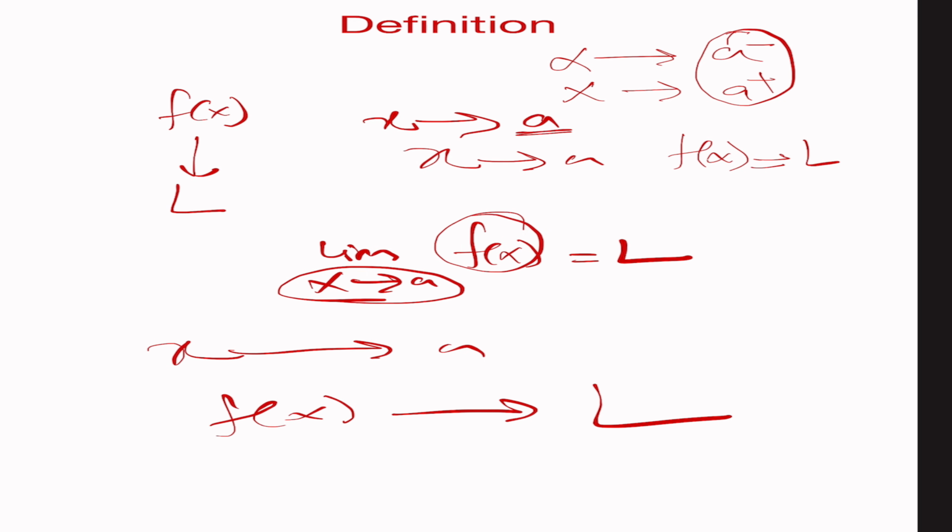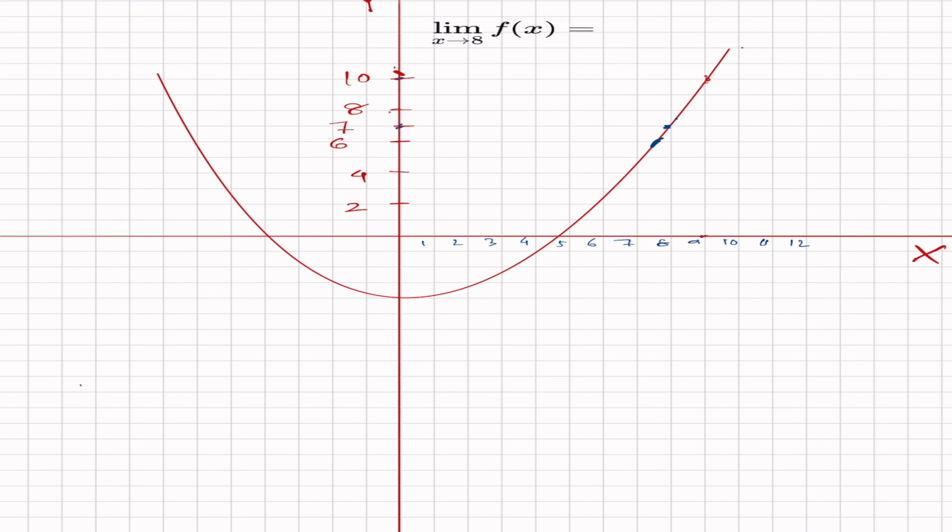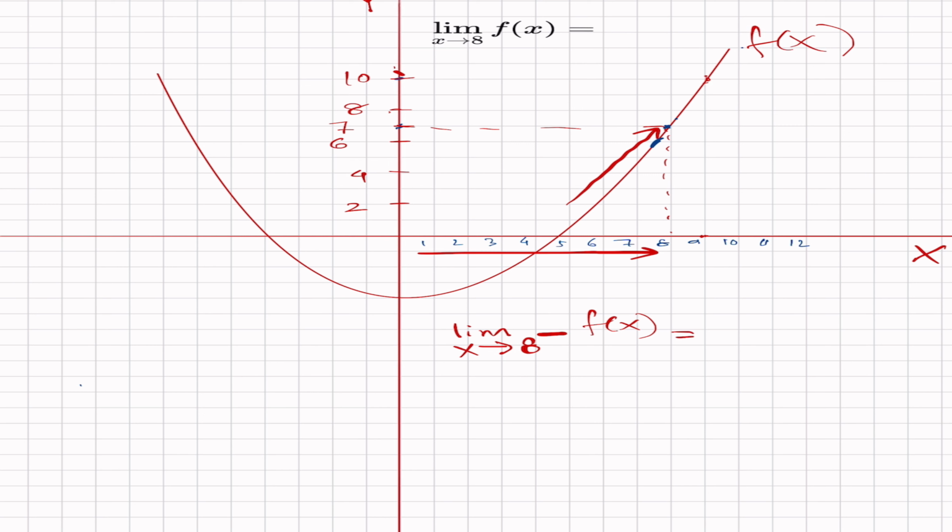So let's look at an example that will clarify our view. Let's say this is our f of x, okay? Now, let's take the limit as x approaches 8 from the left side, from this side. If it's approaching from the left side, it's going to be negative, right? And so f of x, approaching from here, we get here, this is 7.